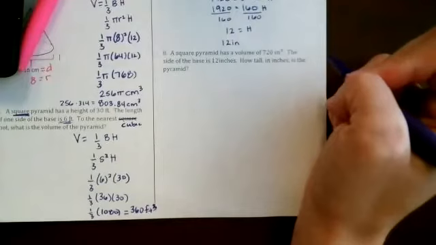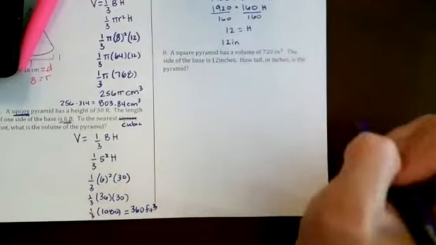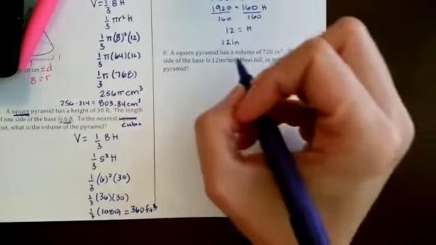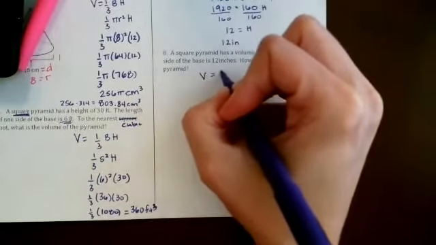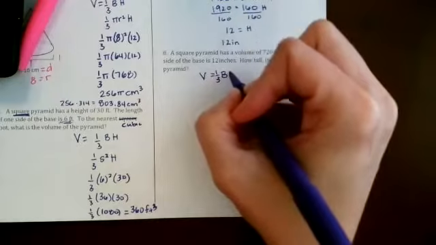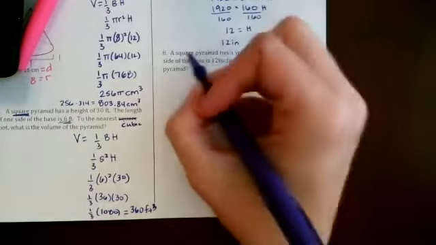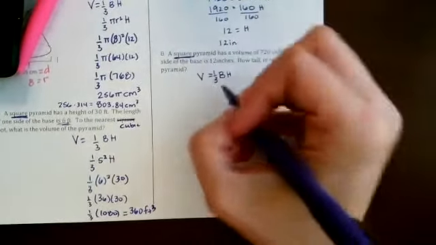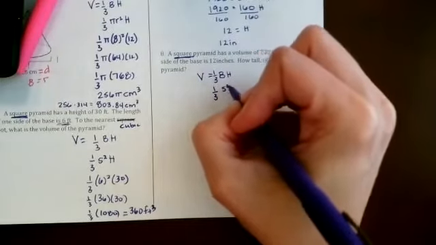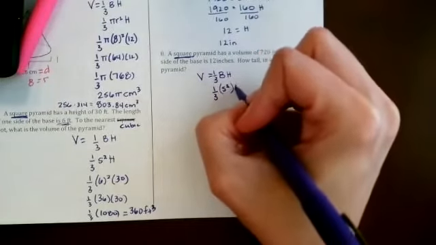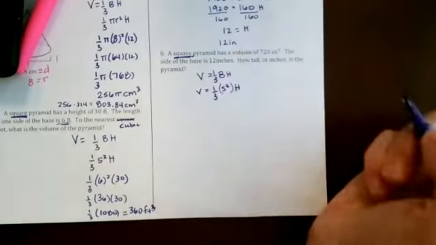A square pyramid has a volume of 720 inches cubed. The side of the base is 12 inches. How tall in inches is the pyramid? So volume is 1/3 the area of the base times the height. Since it is a square pyramid, you do side squared for the base. We fill in what we know.